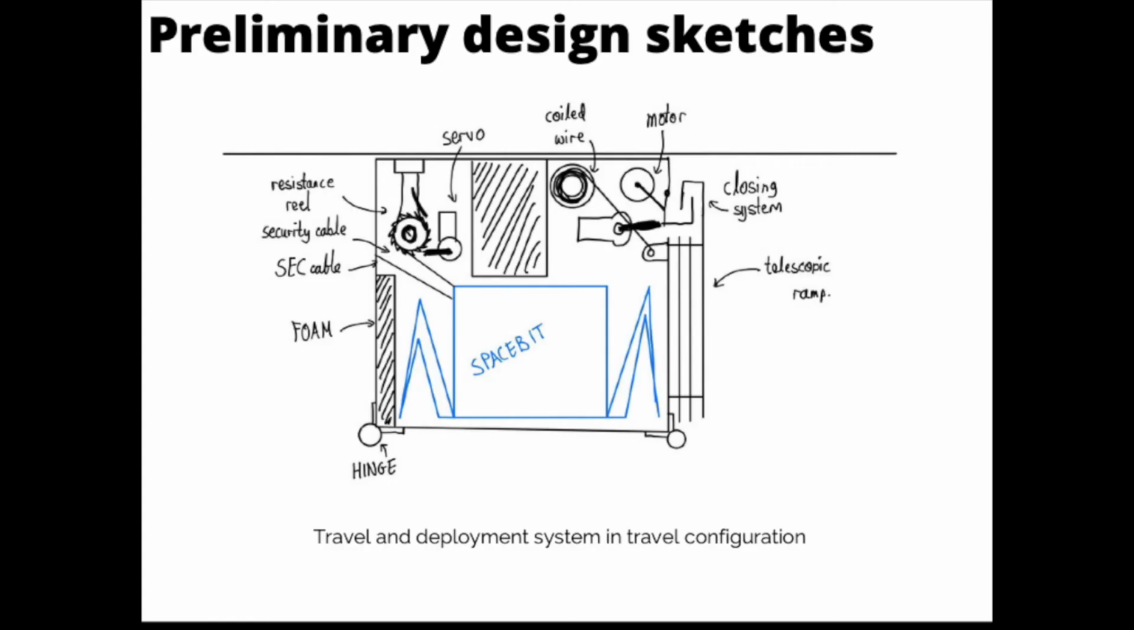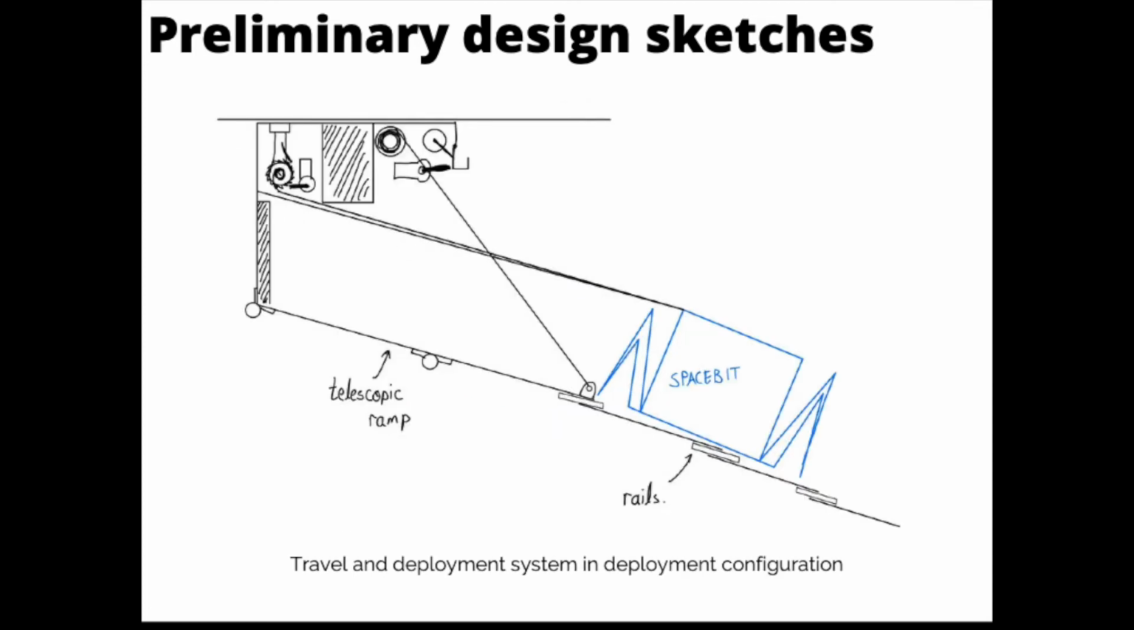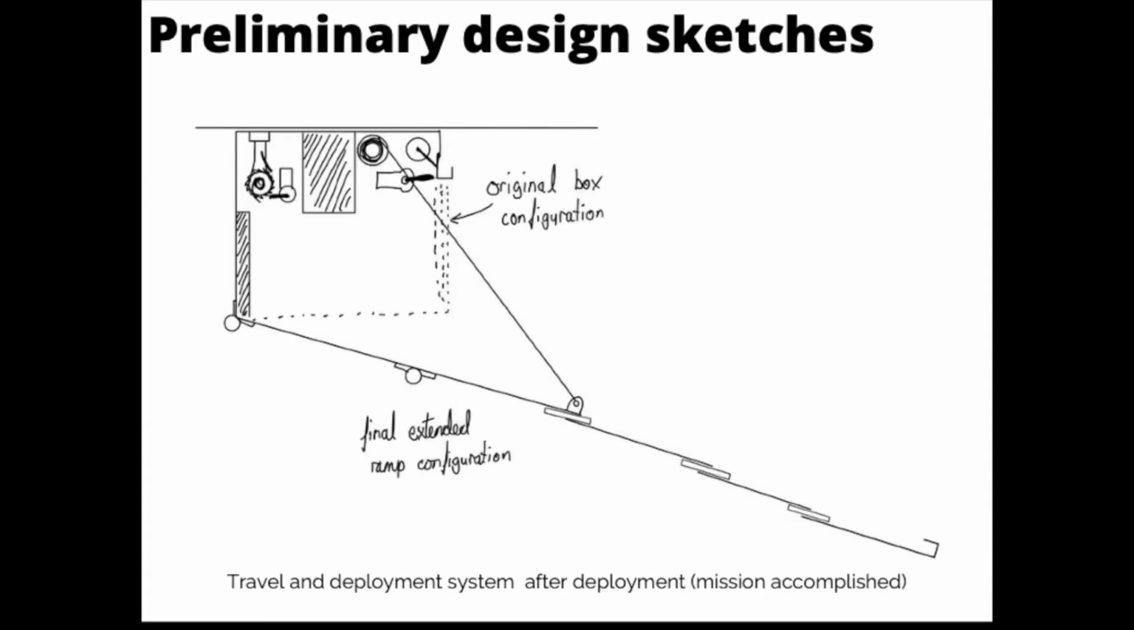Here we can see the first sketch for our actual design. We can see the travel box in which the Spacebit is stored along with all of the components and equipment. Here we can see our first sketch of the system in the deployment configuration. The ramp is fully extended and the Spacebit is going down the ramp. Here we can see the ramp after Spacebit has left. It will be left on the Moon in this configuration.